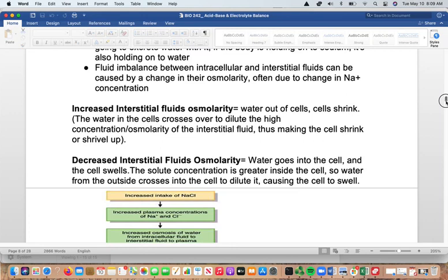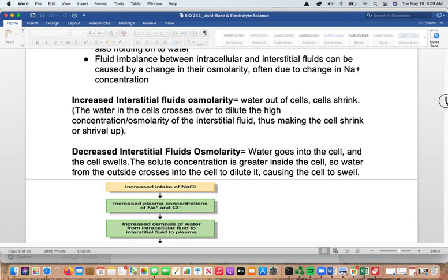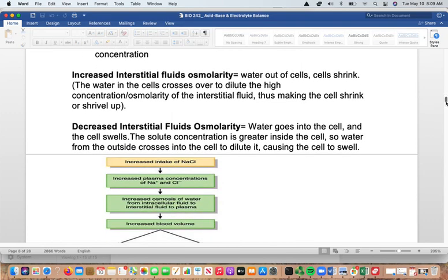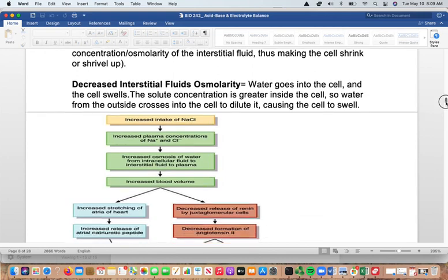So if you have increased interstitial fluid osmolarity, water leaves the cells and they shrink. What happens is water is going to leave the cells to try and dilute the high concentration in the interstitial fluid. With decreased interstitial fluid osmolarity, water goes into the cell and the cell will swell. The solute concentration is greater inside the cell, and water is going to go in to dilute it.